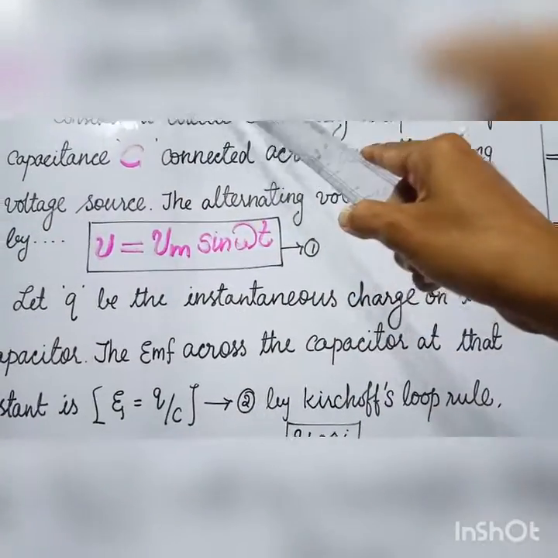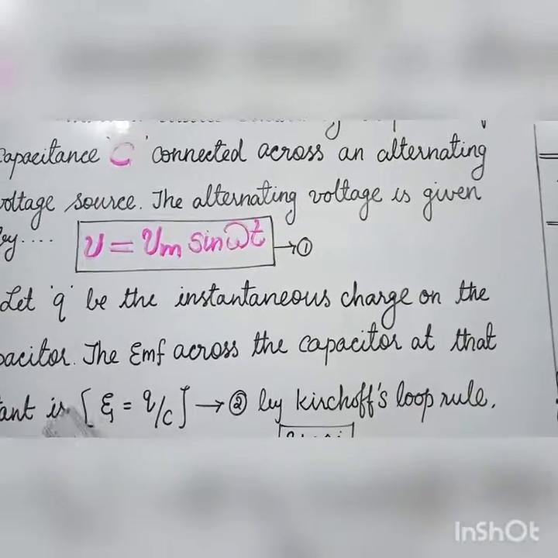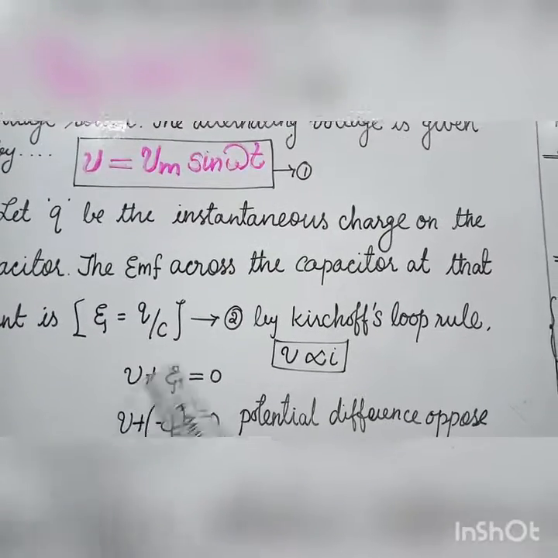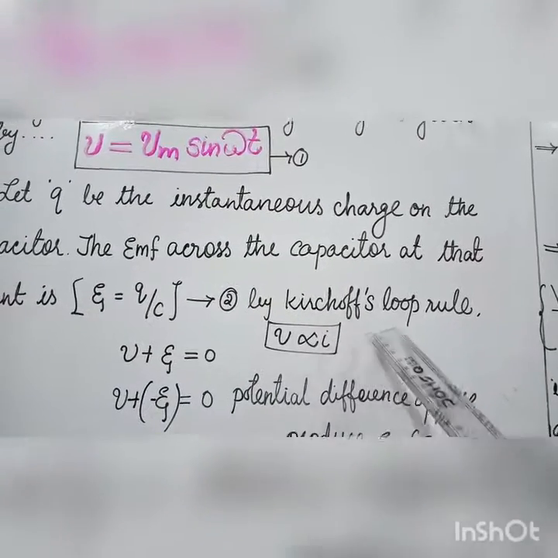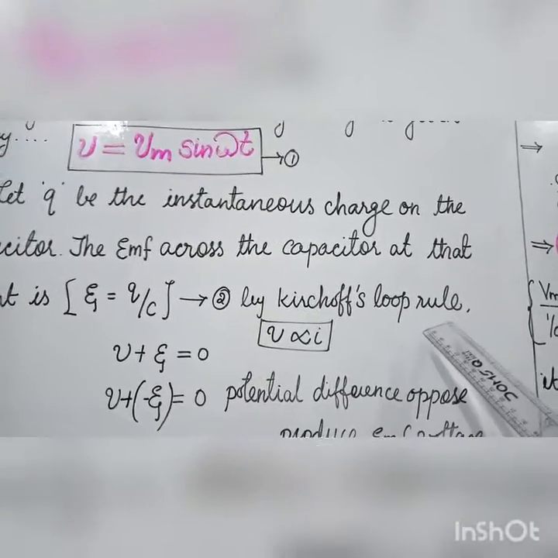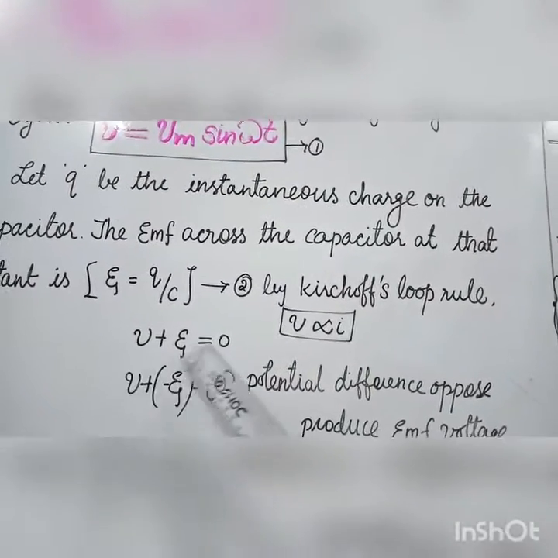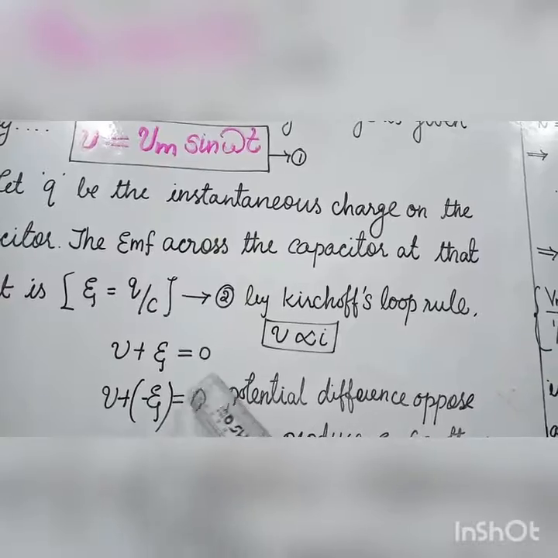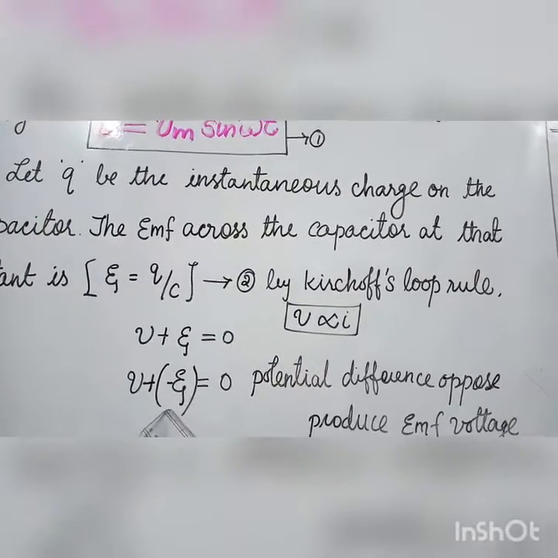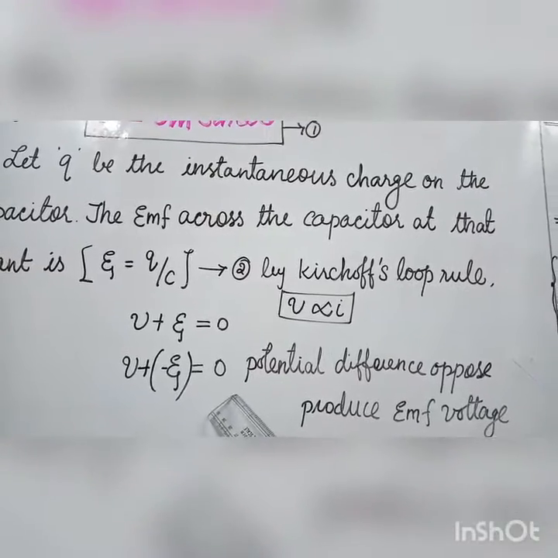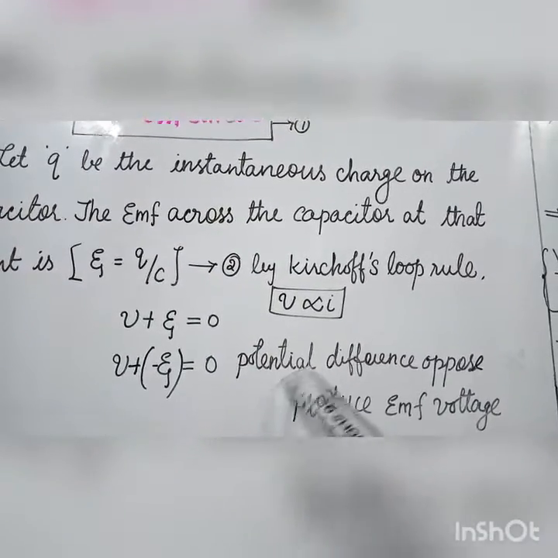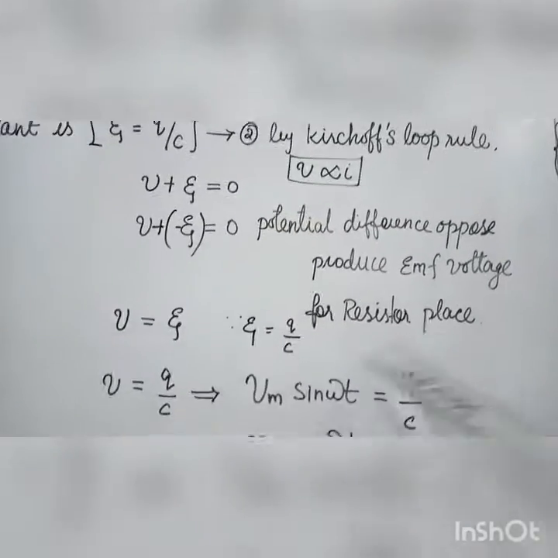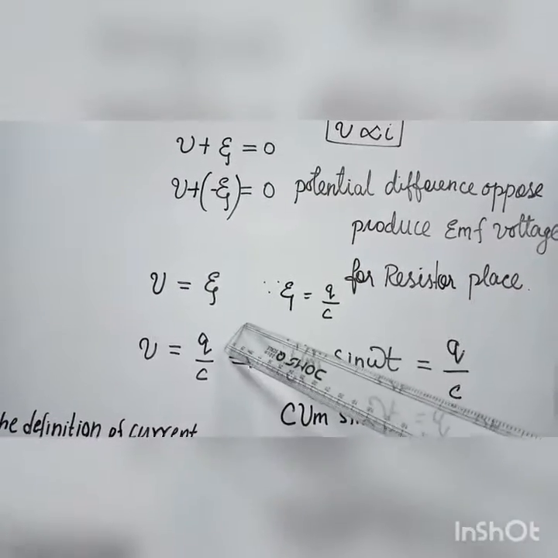Let Q be the instantaneous charge on the capacitor. The EMF across the capacitor at that instant is E is equal to Q by C, equation number 2. Now the Kirchhoff loop rule. What does the Kirchhoff loop rule tell us? The algebraic sum of the potential differences in a closed circuit is equal to 0. Here, V plus minus E is equal to 0. The minus indicates the potential differences oppose the EMF produced. So V is equal to E.